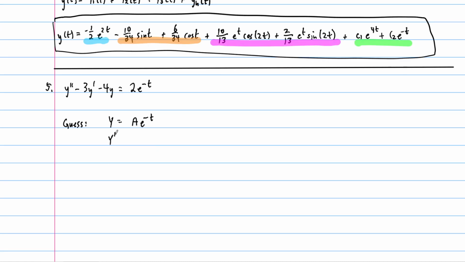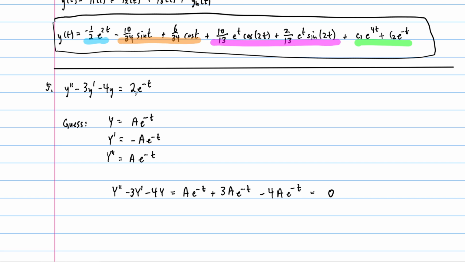So if this is our guess, then we need to take our derivatives. So y prime is going to be minus a e to the minus t, and y double prime is just going to be a e to the minus t. And when we plug all of this into our differential equation, we get y double prime minus 3y prime minus 4y ends up being a e to the minus t plus 3 a e to the minus t, and then minus 4 a e to the minus t. And if you add all these up, what happens? You end up with 0.